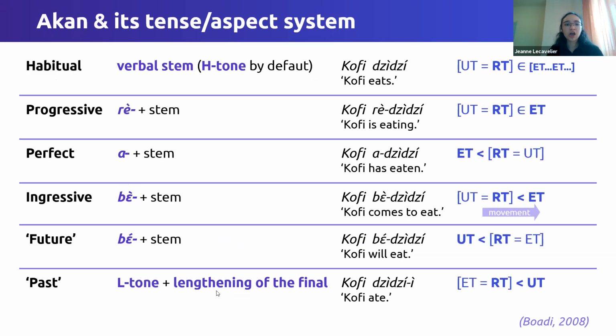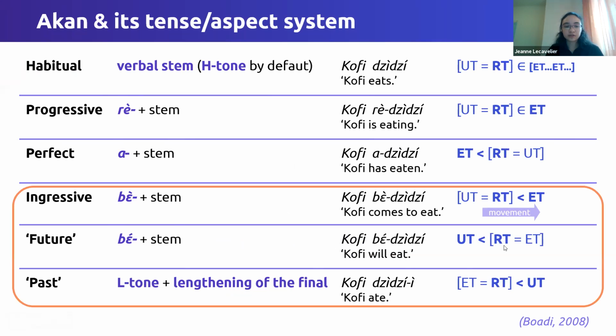So here's a quick overview of these tenses and aspects in Akan. As you can see, some of them are prefixes, some of them are suffixes, and we're mainly going to focus on the last three. So the ingressive, which codes that the reference time is before the event time, with some movement toward the event time, the event. And the so-called future, well, we're going to see that.